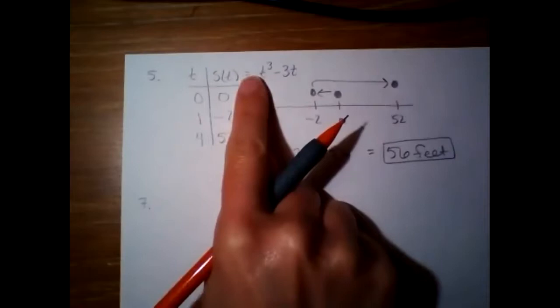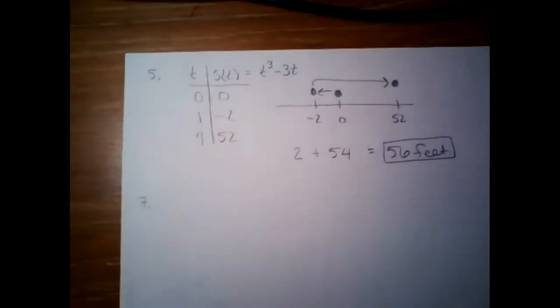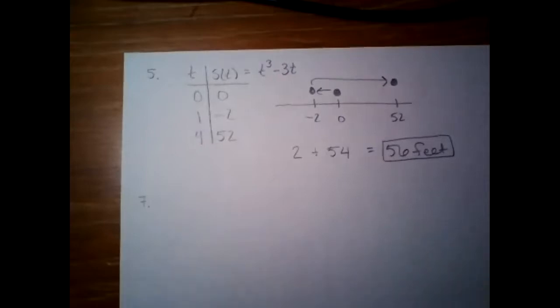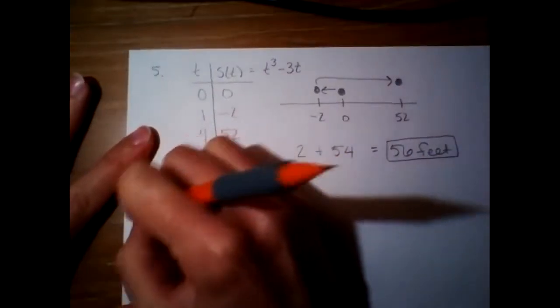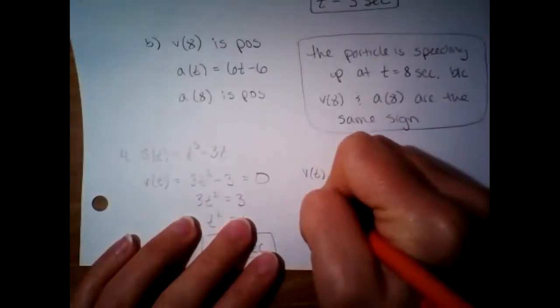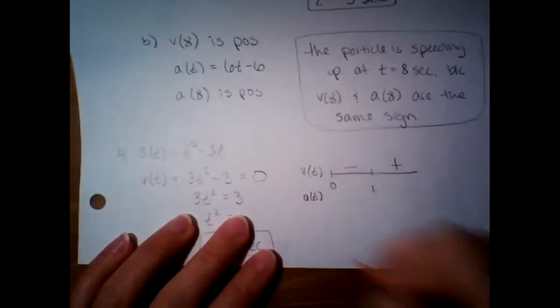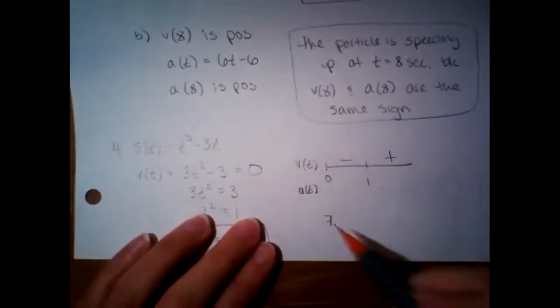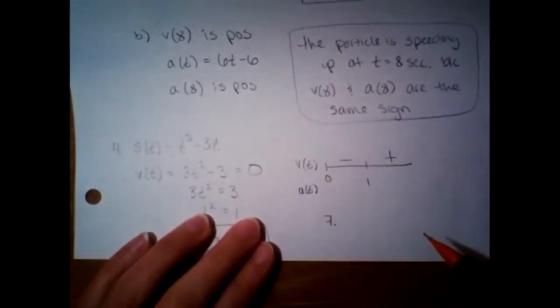Number 7 is dealing with this same position function, and it says, when is the particle speeding up? So we're going to need to look at velocity and acceleration. Speeding up would be when they are the same signs. Let me go ahead and flip over because I already have part of the sign chart on the other side here. So here's velocity. I just need to add acceleration to that to answer the question for number 7. We need to look at both velocity and acceleration.